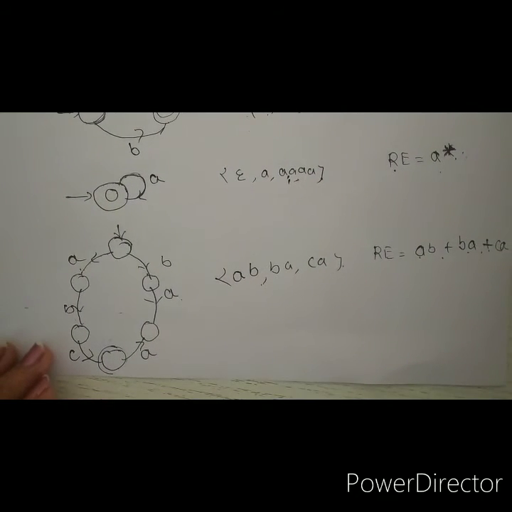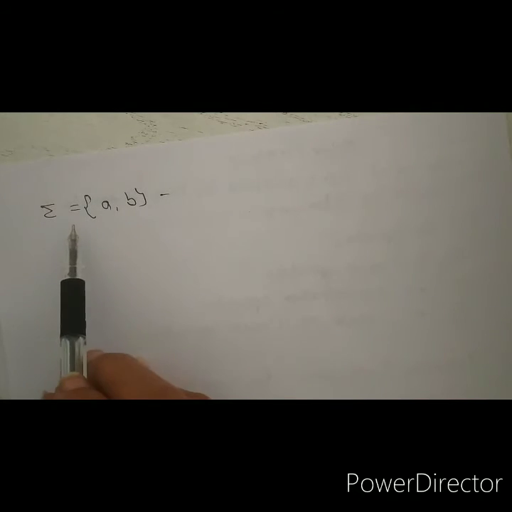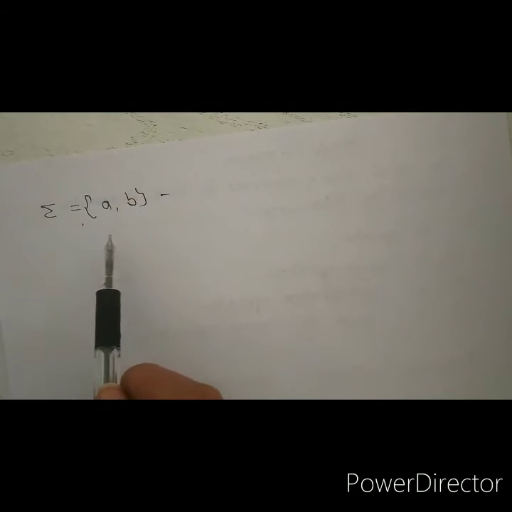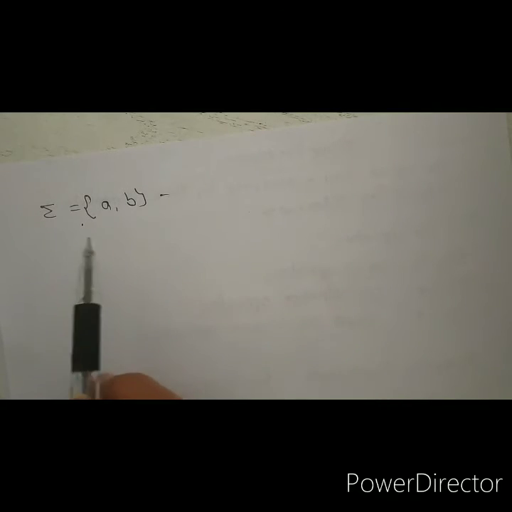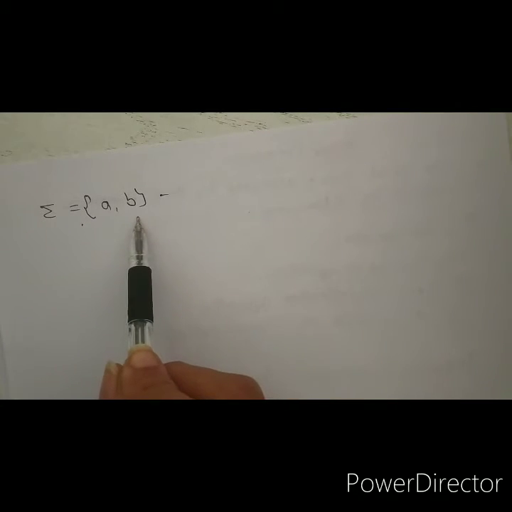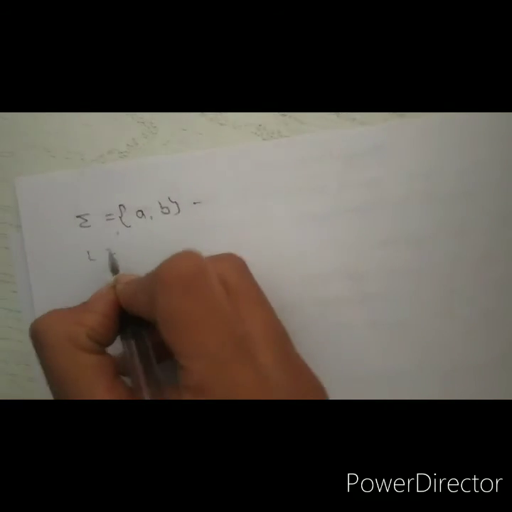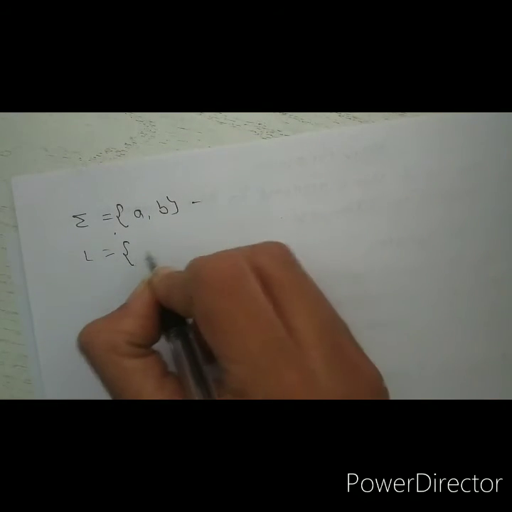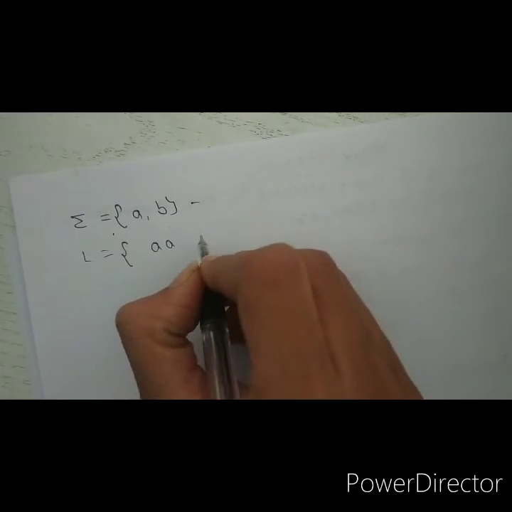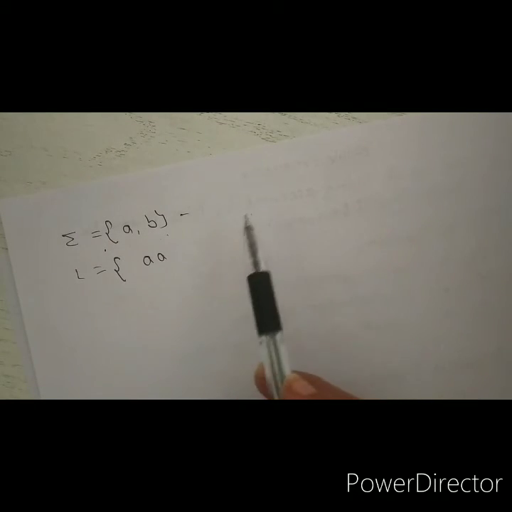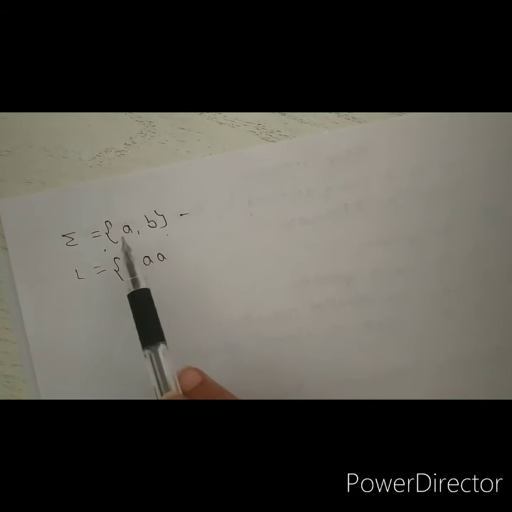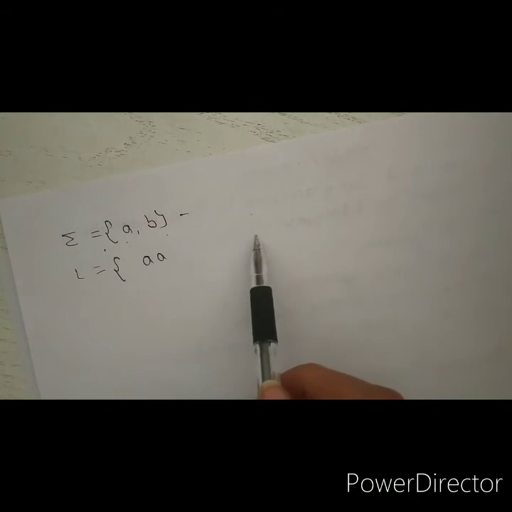Okay, let's see an actual example. This is your sigma, which means the language has input symbols a and b. So write down here the language. First of all, I want to find the regular expression for the set of all strings whose length is exactly 2. We previously saw that example. So write down here: whose length is exactly 2.